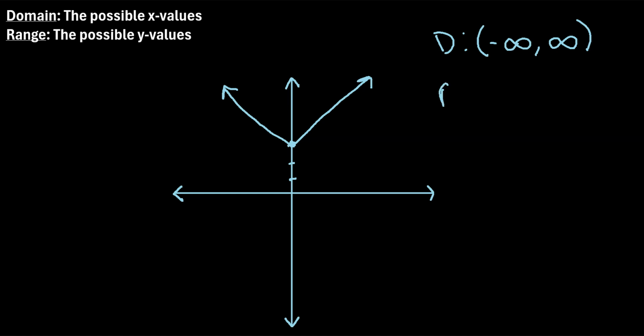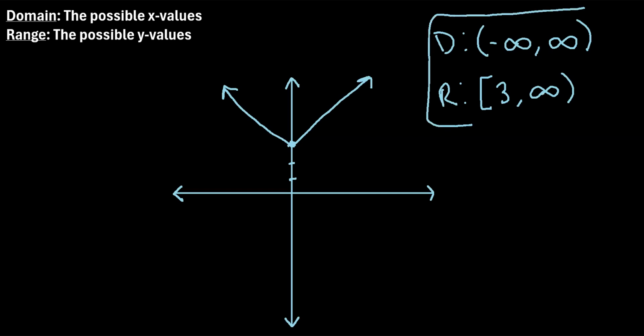So here's how we can write the range. We'll say it can go from 3 with a square bracket, because it's allowed to be 3, so we're including 3, and it can go all the way up to positive infinity. So that's our answer for this one.